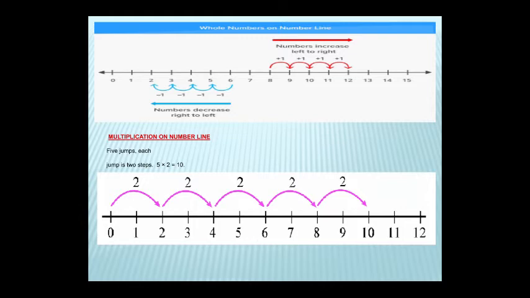So you know that multiplication means repeated addition. See here, 2 you have to add 5 times. That is, only 2 you have to add 5 times. 0, 0 to 2, 2 to 4, 4 to 6, 6 to 8, 8 to 10. The answer is 10. Multiplication means repeated addition. For this example, 2 you have to add 5 times: 2 plus 2 plus 2 plus 2 plus 2 is 10.